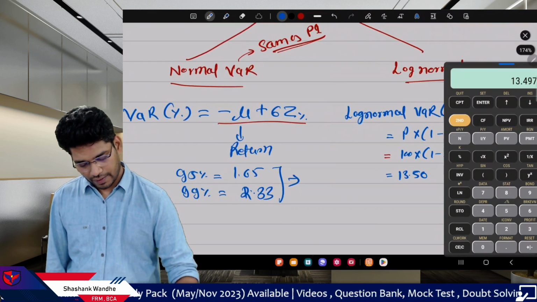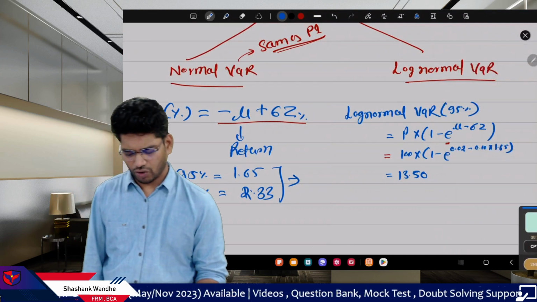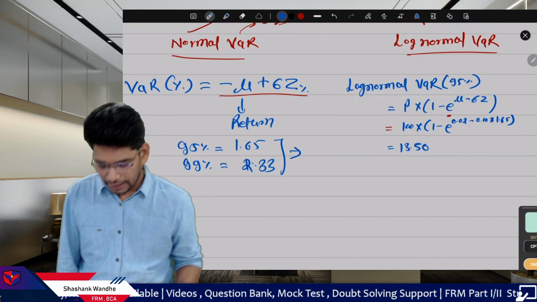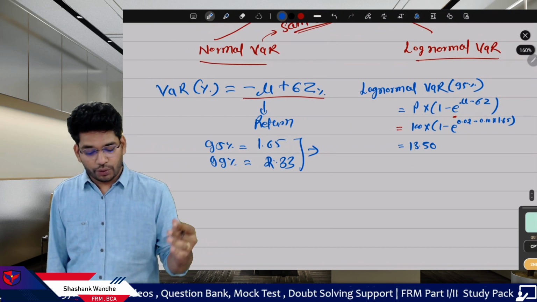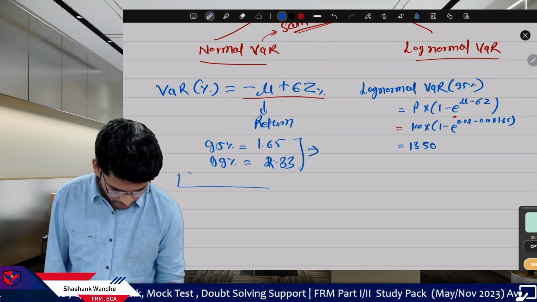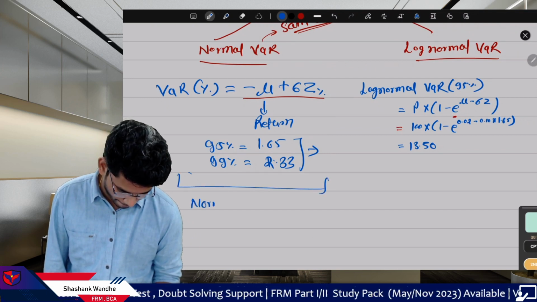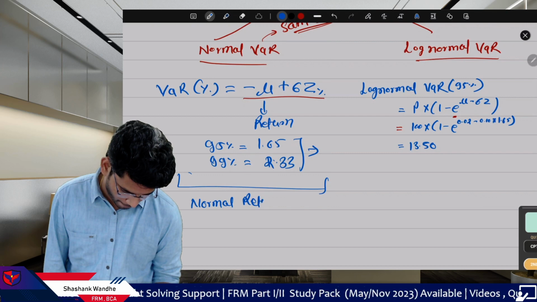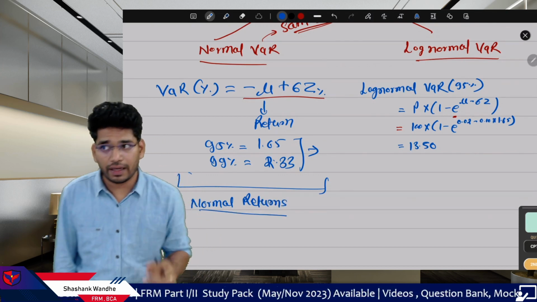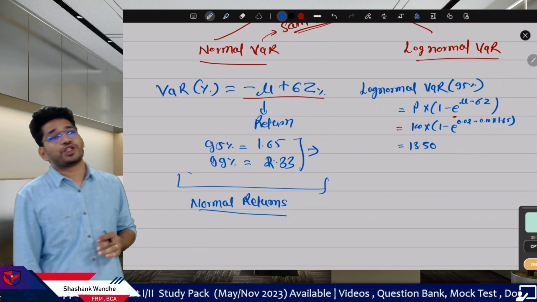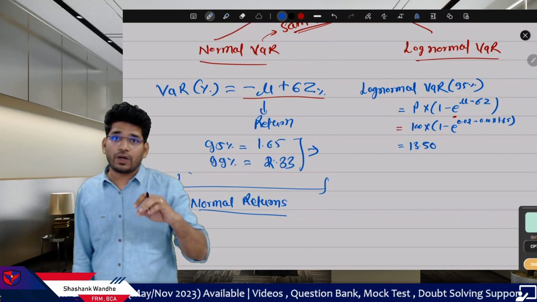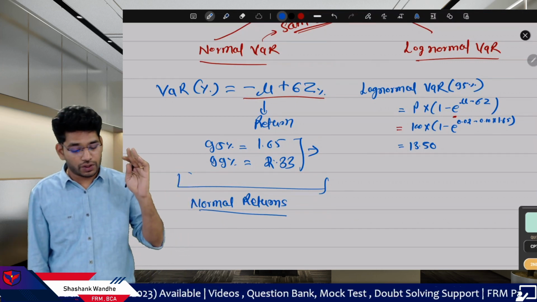This is again a simple discussion. If you understand normal VAR, we are just using the exponential term to calculate log normal VAR. Now, when to use log normal VAR and when to use normal VAR? If your return calculation methodology is normal return, then we will use normal VAR. If you are calculating log normal returns, then we will use log normal VAR.